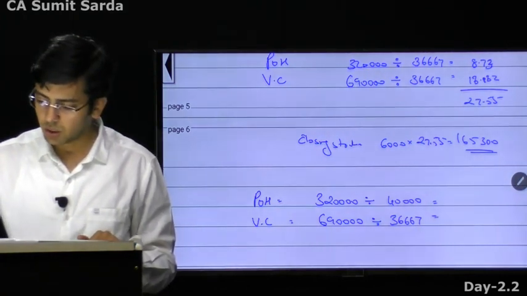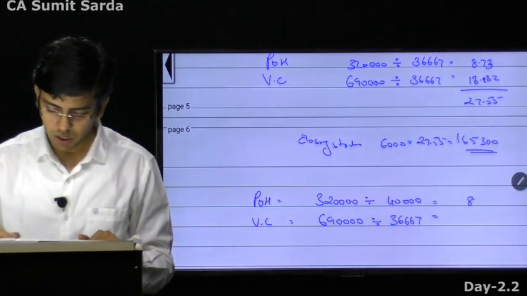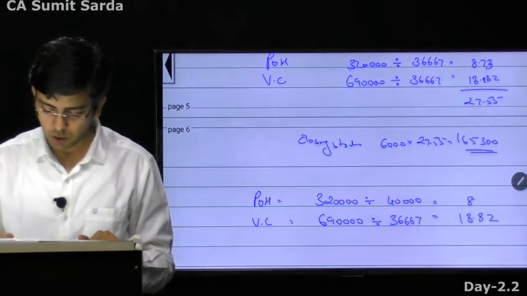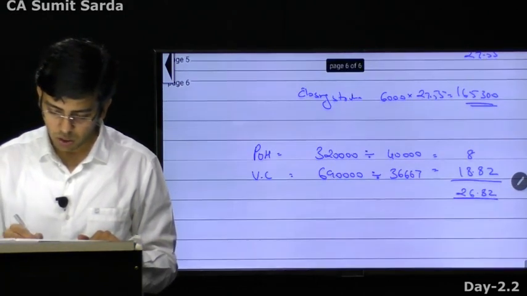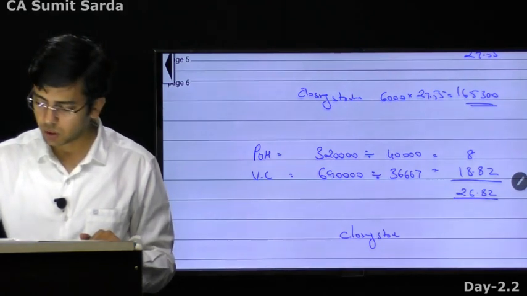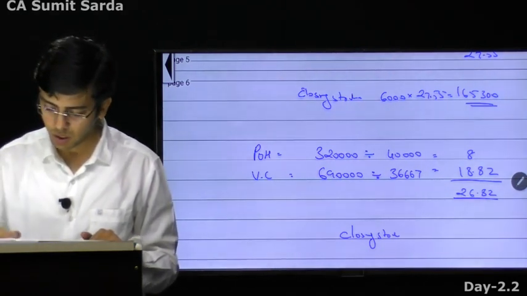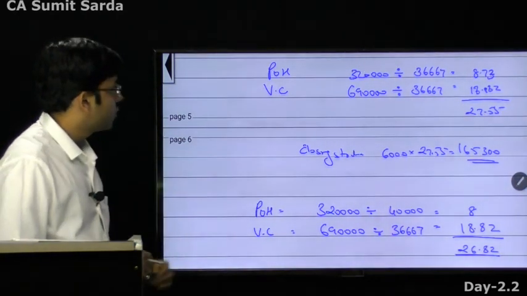So now 3,20,000 to be divided by 4 lakh, that makes 8 rupees. And this is going to be the same, 18.82. So it is 26.82. Now my closing stock value will be 26.82 multiplied by 6,000 units, 160,920. So I hope you can understand the difference between the two solutions.